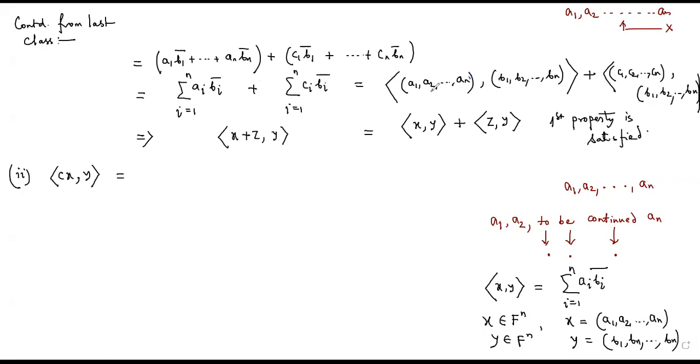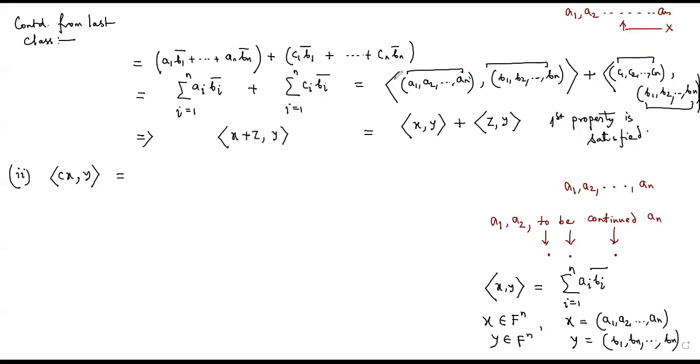Now you see, when I am writing ai bi bar, it means the first component of vector x is being chosen, and the first component of vector y is being taken with complex conjugation. So it is xy. This is x, this is y, and we are taking the inner product. This is z and this is y. We are taking the inner product, and that is coming from the definition by which the inner product has been defined over here. Understood?